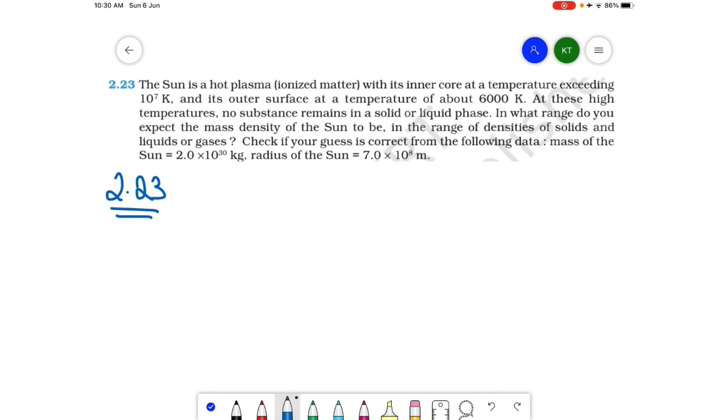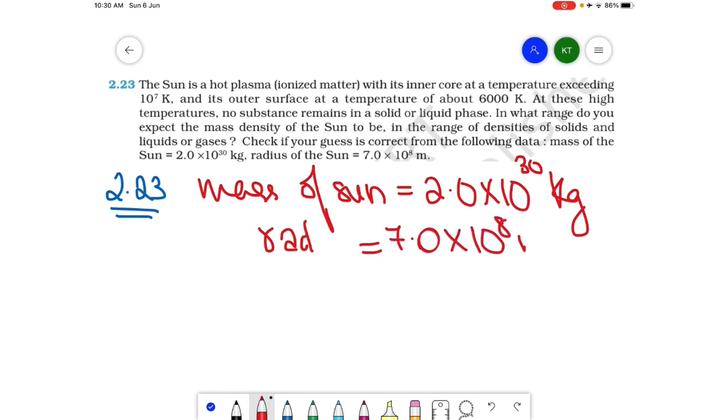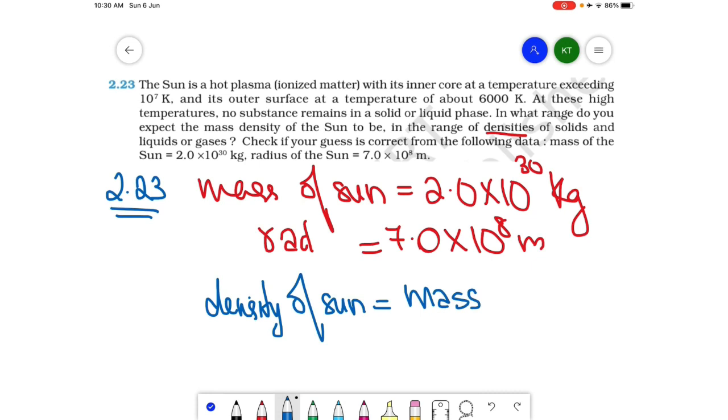The mass of the sun is given as 2.0 into 10 power 30 kg, and the radius of the sun is given as 7 into 10 power 8 meters. Our question is to find the density. So how do you calculate the density of the sun? Density of the sun is equal to mass by volume.